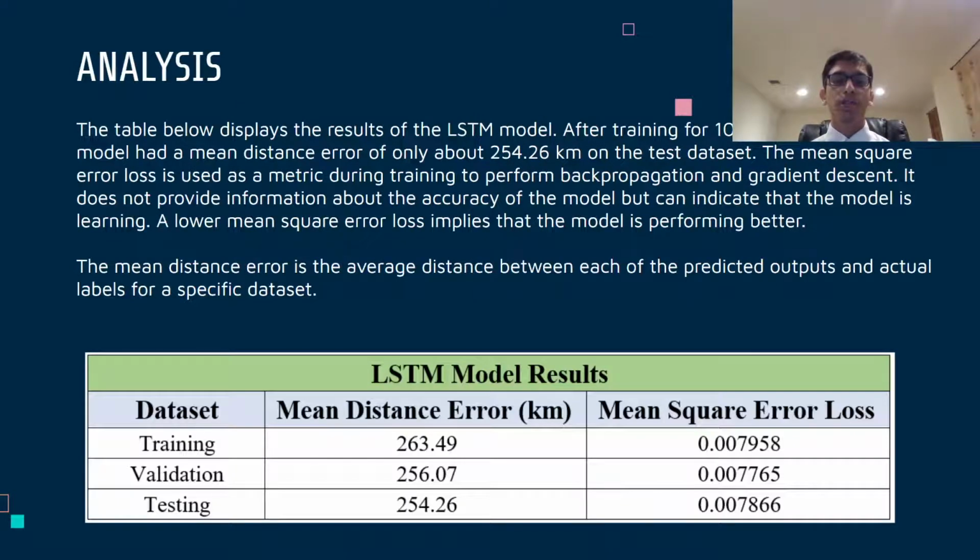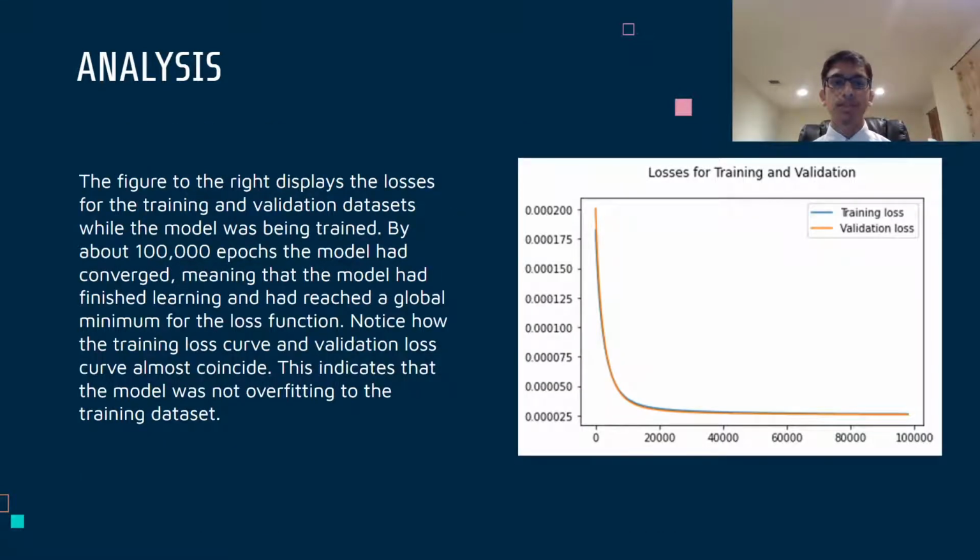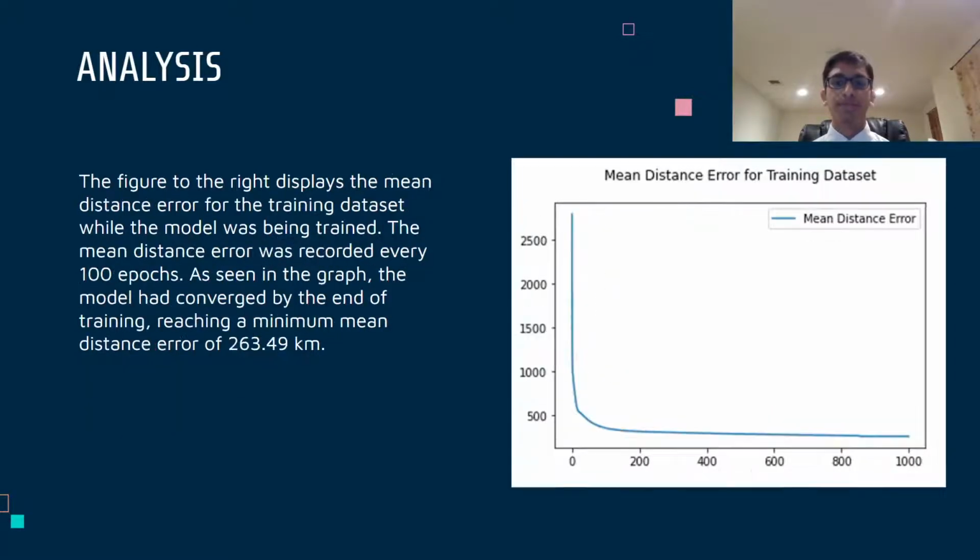So after training the model for 100,000 epochs, the model had a mean distance error of only about 254.26 kilometers on the test dataset. The training and validation had similar losses as well. Here we can see the losses for training and validation, and as you can see, the model converged after about 100,000 epochs. Notice also that the training curve and validation curve almost coincide, indicating that the model was not overfitting. Here is a similar graph showing the mean distance error for the training dataset while training was occurring. And again, the model converged by the end of training and reached a minimum mean distance error of 263.49 kilometers.